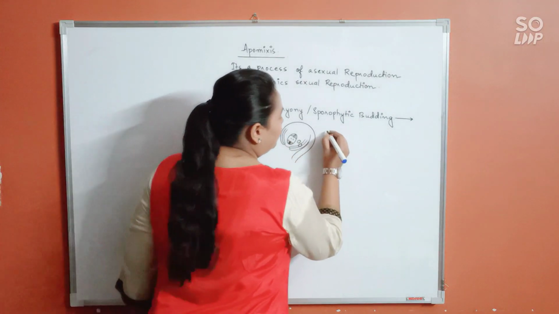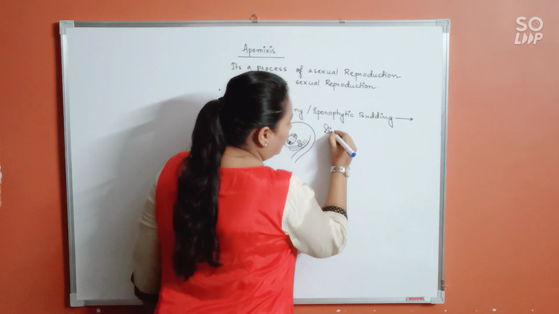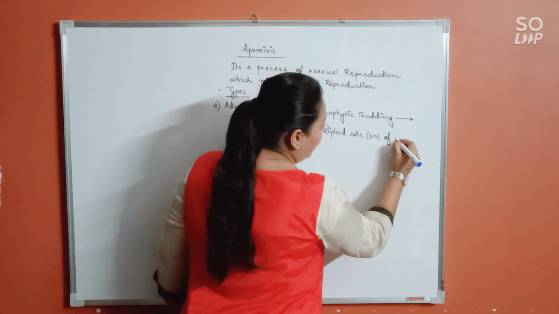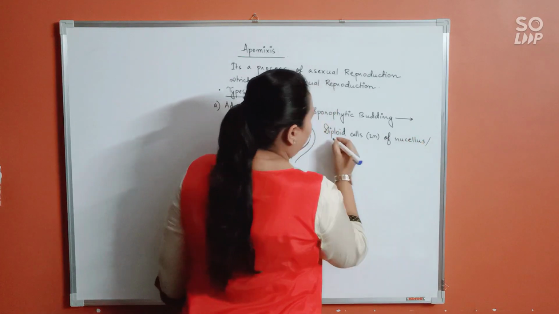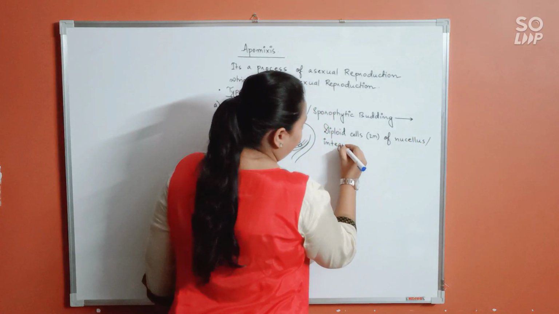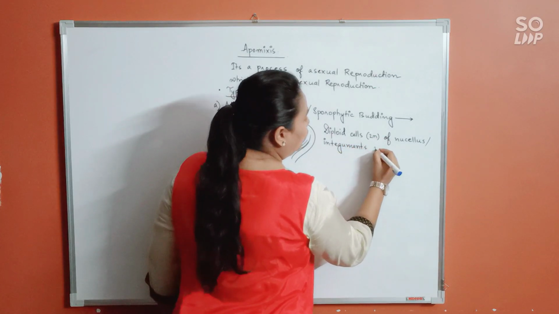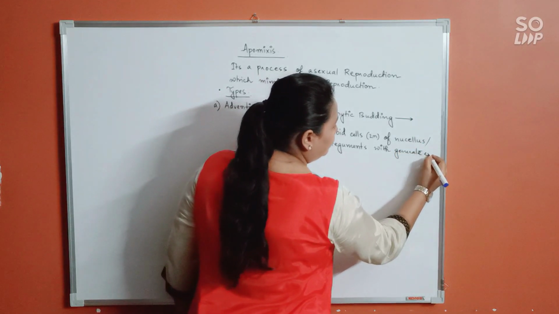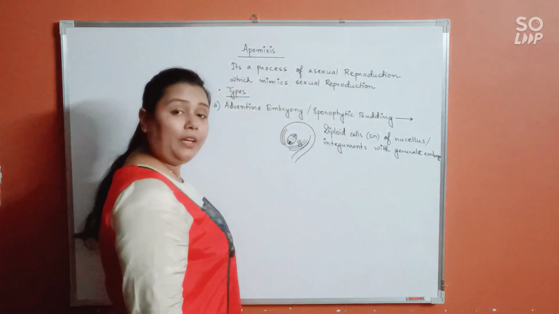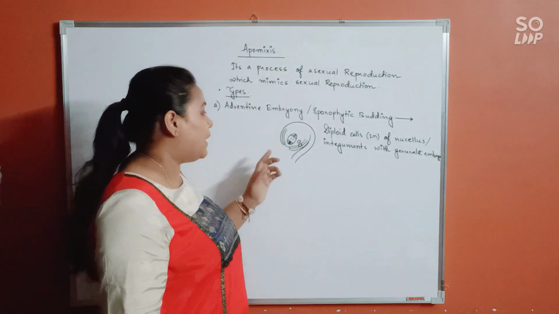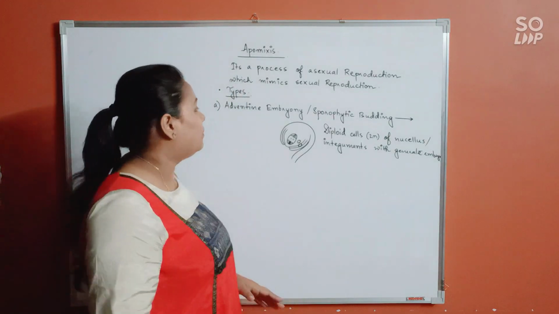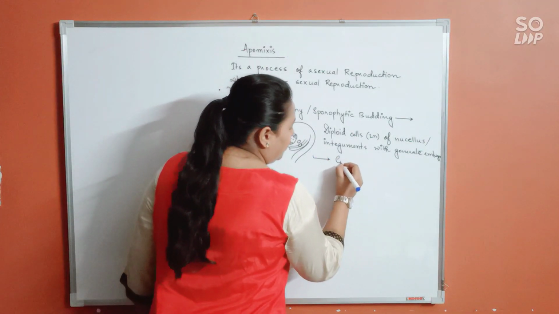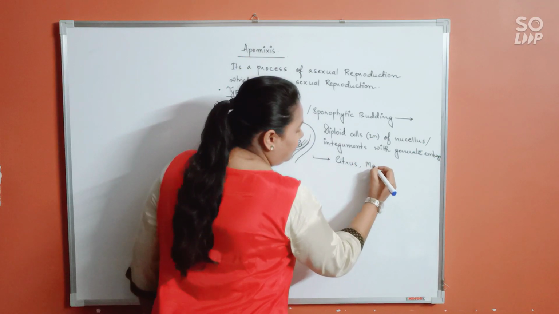Okay? So here, diploid cells of nucellus or integument will generate embryo. Alright. So this type of embryo development from the cell of the nucellus or integument would be termed as Adventine embryony or sporophytic budding. It is very commonly seen in citrus or even in mango.